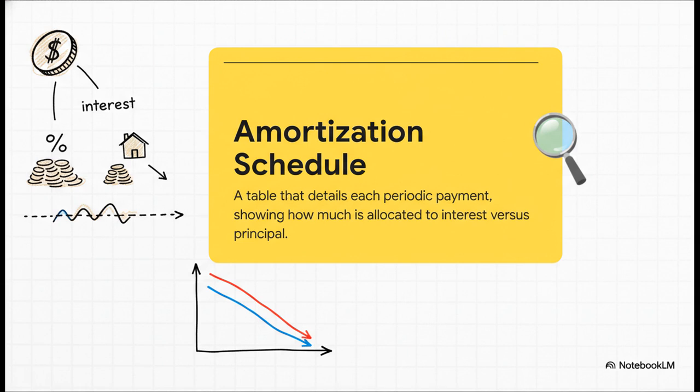It's literally just a table, but it's a very powerful one. It gives you the precise breakdown for every single payment you'll ever make on that loan, showing you down to the penny how much to debit interest expense and how much to debit notes payable. It takes all the guesswork out of it and ensures your books are perfectly aligned with accounting principles.